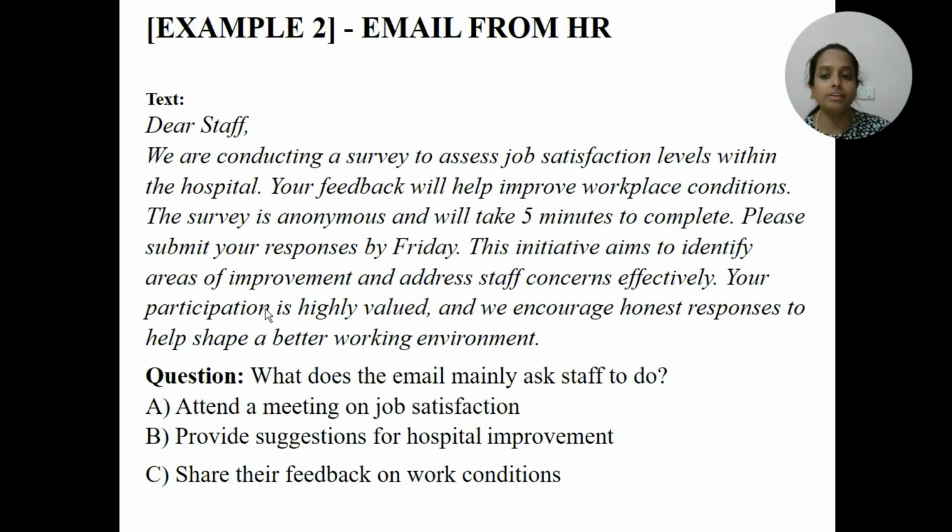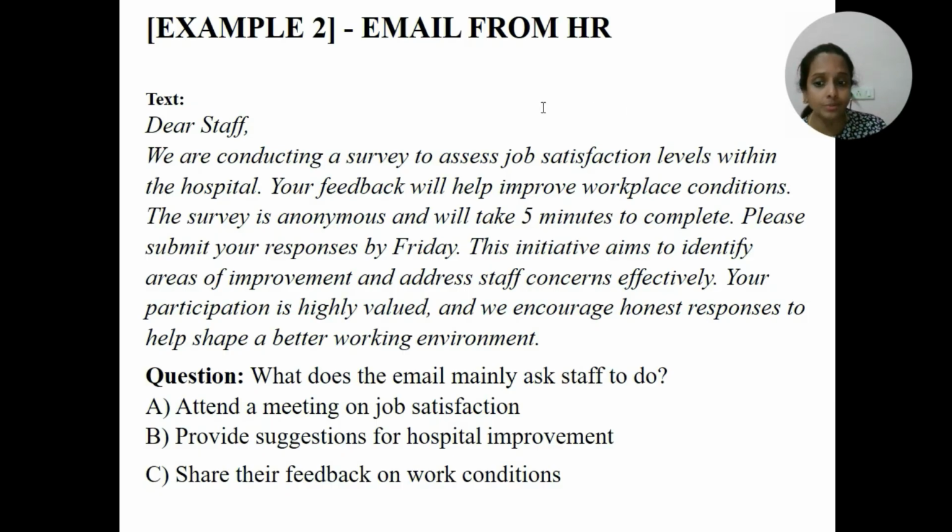This initiative aims to identify areas of improvement and address staff concerns effectively. Your participation is highly valued and we encourage honest responses to help shape a better working environment. Good one. And the question is, what does the email mainly ask staff to do?